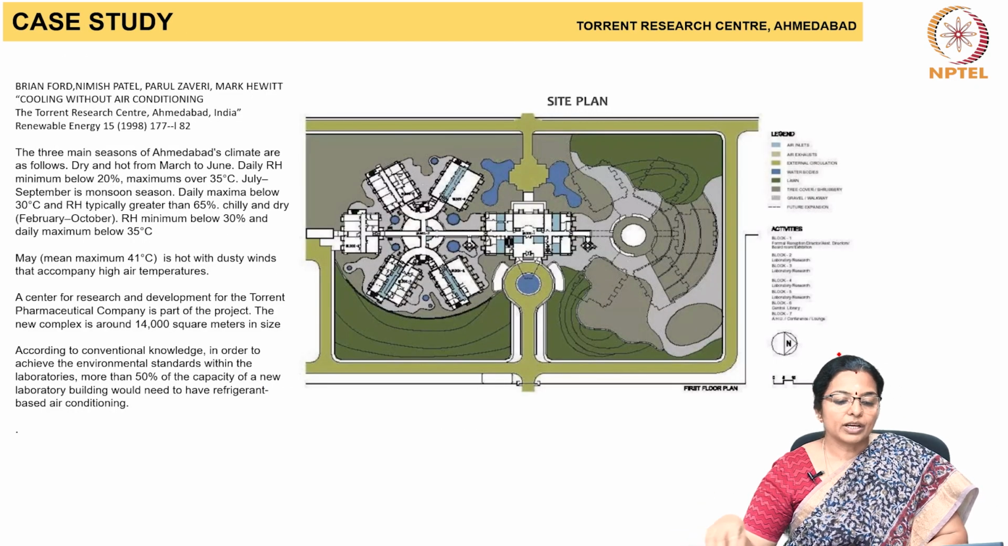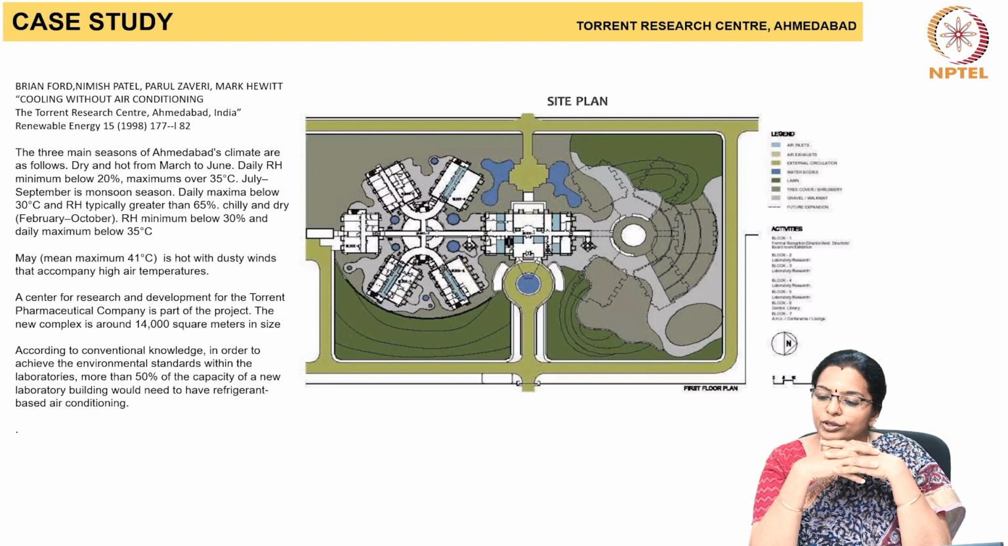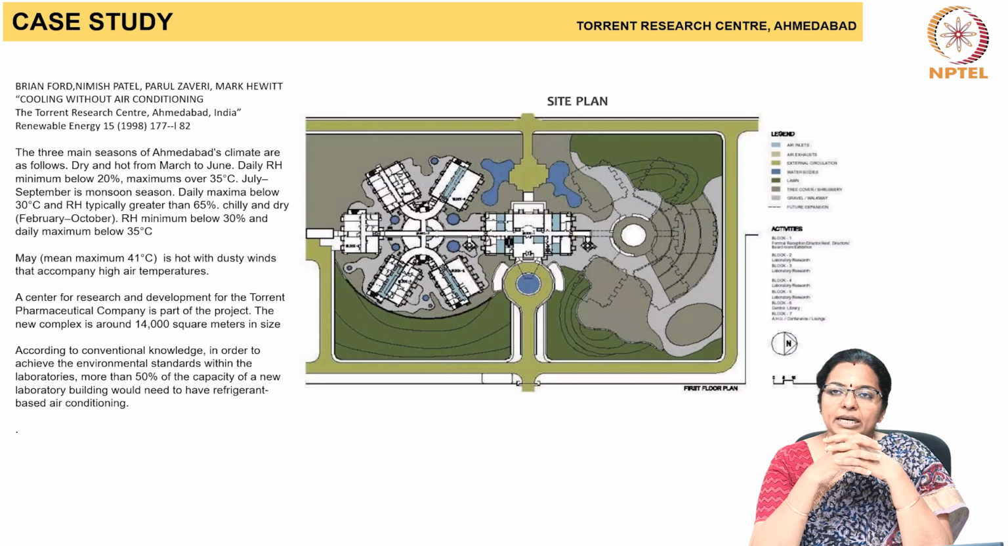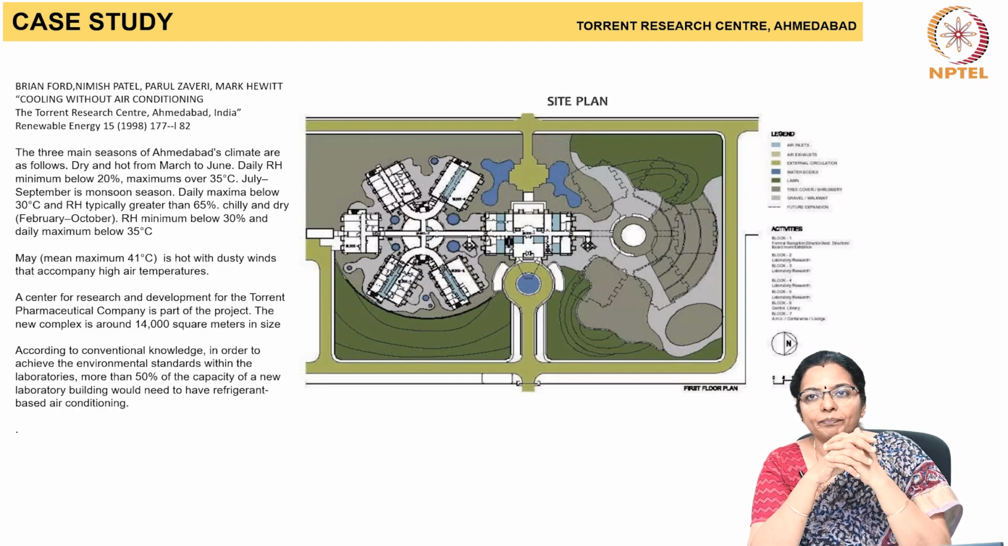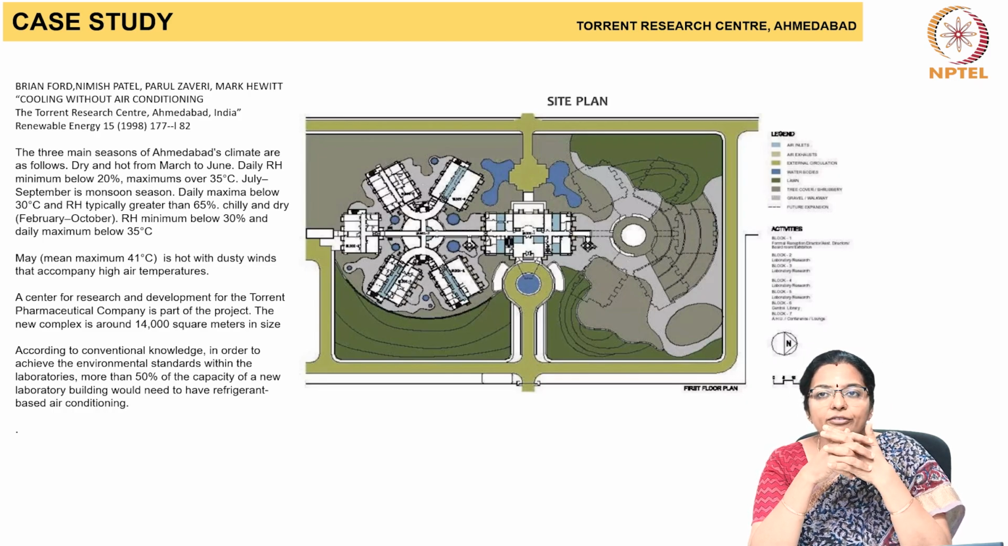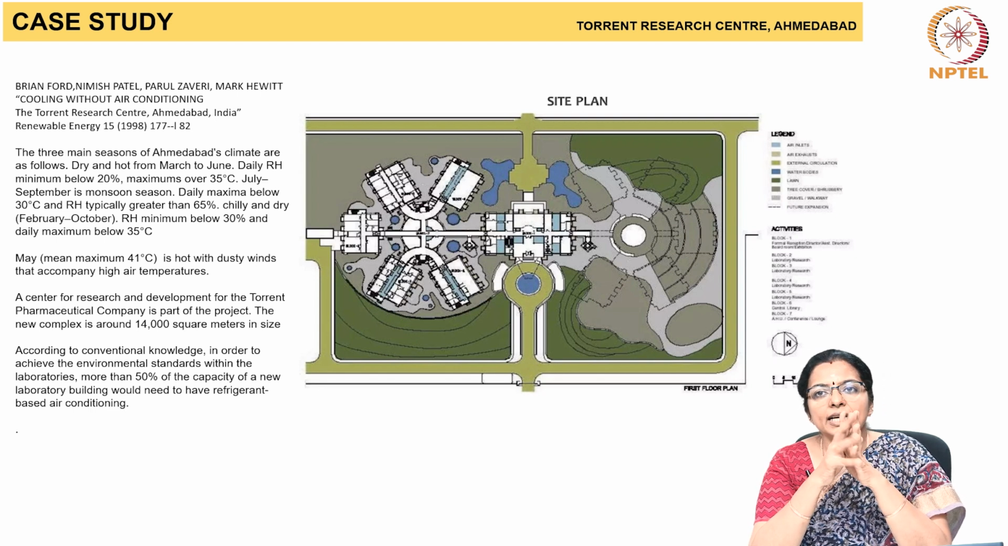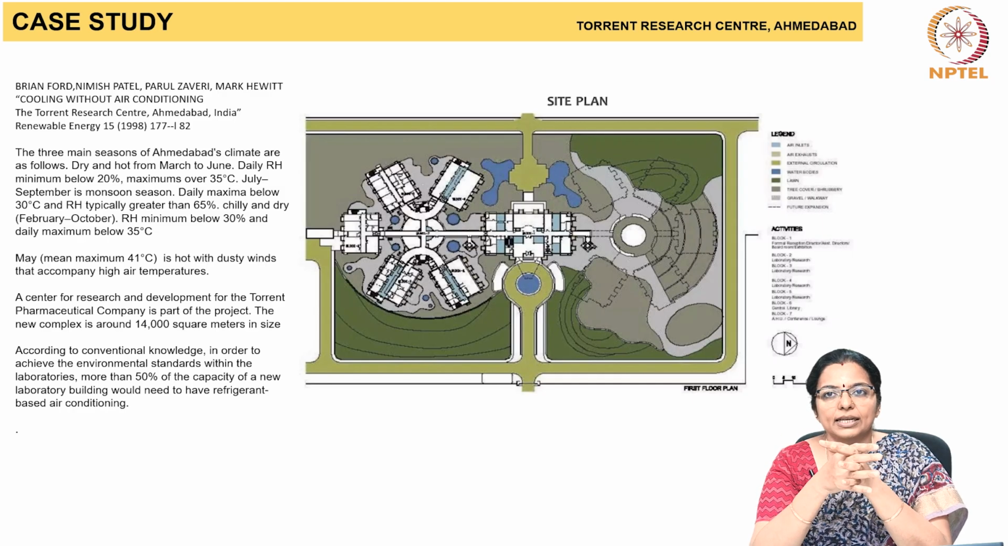Let us now move on to another case study, which is actually an old building and was built way ahead of its time, and that is the Torrent Research Center in Ahmedabad. The three main seasons of Ahmedabad's climate are dry and hot from March to June, with daily relative minimum humidity below 20%. This becomes 35 degrees centigrade temperature between July to September, which is the monsoon season. The daily maximum temperature is 30 degrees centigrade and the relative humidity is typically more than 65%.